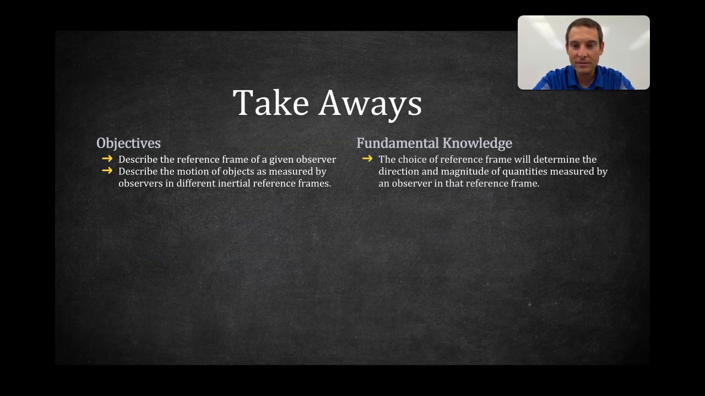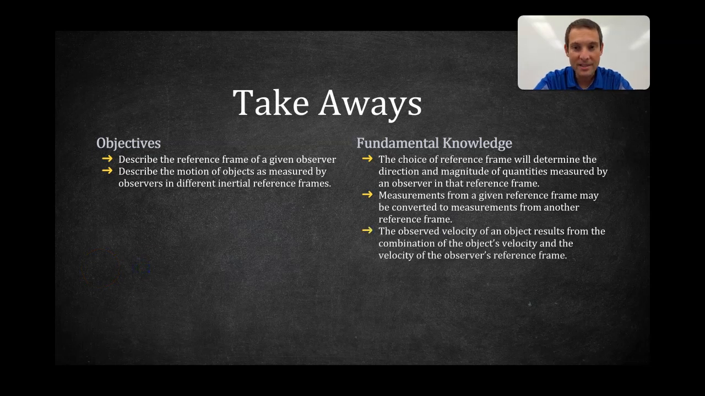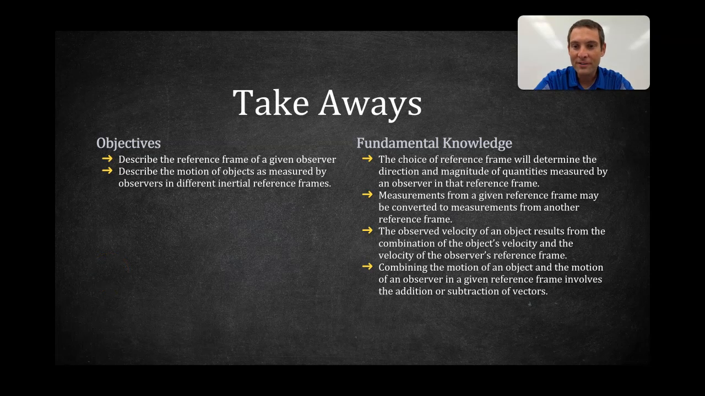To understand those objectives, we need some fundamental knowledge. First of all, the choice of reference frame will determine the direction and magnitude of quantities measured by an observer in that reference frame. Measurements from a given reference frame may be converted to measurements from another reference frame. The observed velocity of an object results from the combination of the object's velocity and the velocity of the observer's reference frame. Combining the motion of an object and the motion of an observer in a given reference frame involves the addition or subtraction of vectors. And finally, the acceleration of any object is the same as measured from all inertial reference frames.